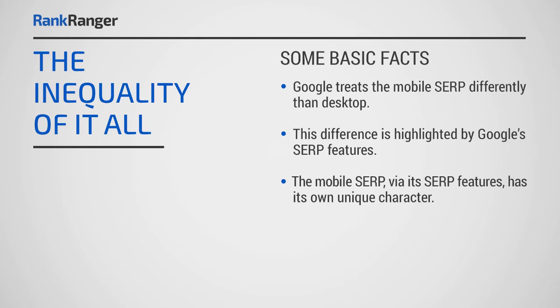All right, so let's start off with some basic facts, get them out of the way. One, Google treats the mobile SERP differently than desktop. Like you didn't know that already, right? But this difference is accentuated by the fact that there are different SERP features on mobile than there are on desktop. They appear differently on mobile than they do on desktop, and they have their own data trend on mobile than they do on desktop.